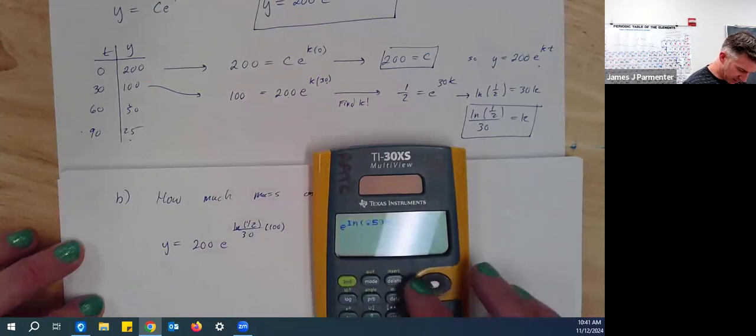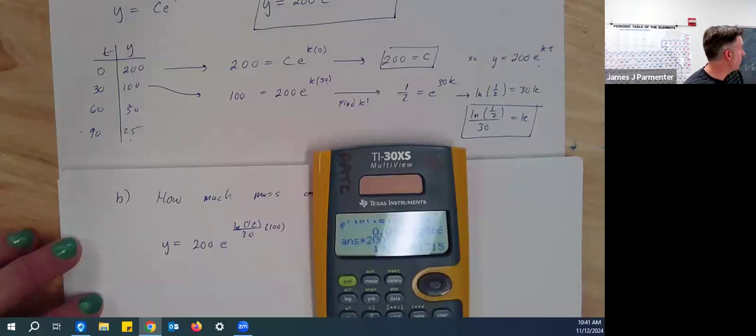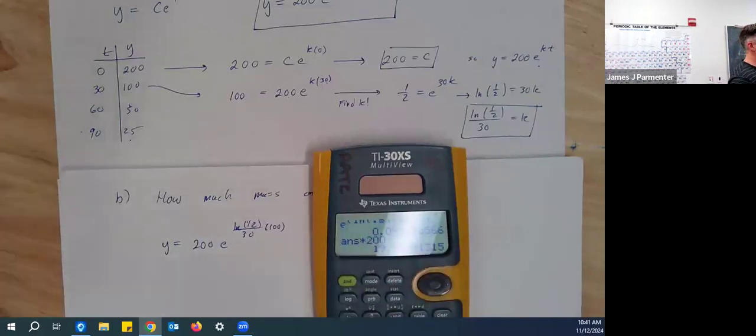I feel like I'm going to mess this up with my calculator. Let's just grab some more parentheses here. Parentheses, natural log of 0.5 times 100 over 30, or 10 over 3. And then multiply that by 200. 19.8. So as expected, right? I knew I should be getting somewhere between 25 and 12.5.